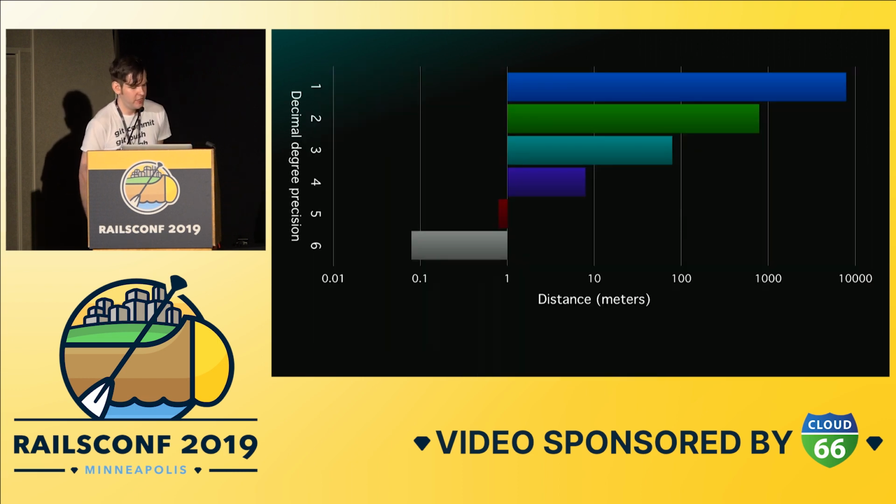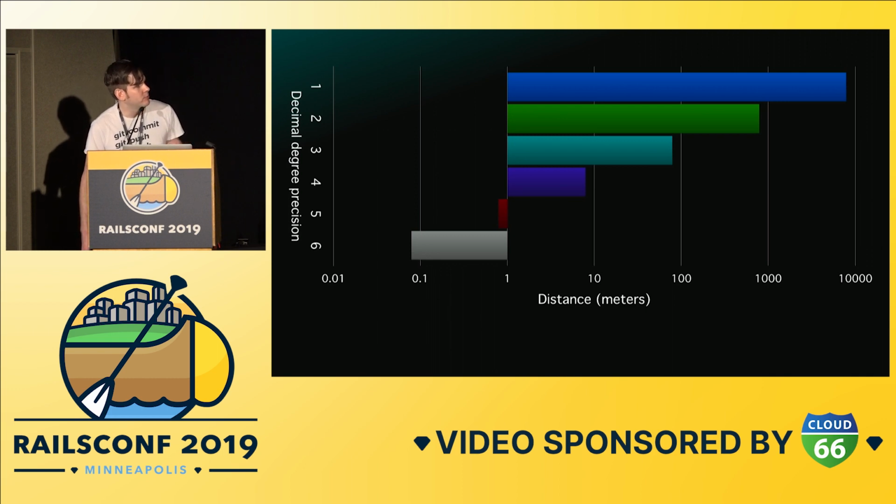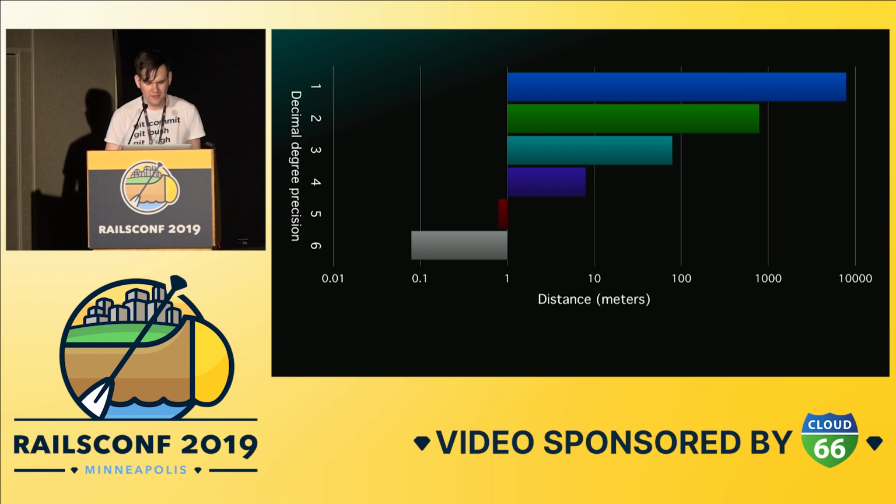So here's a chart that I stole from Wikipedia that I turned into a graph. It's charting the distance that corresponds to each degree of decimal precision. So distance on the x-axis, degrees on the y. So as you can see, below the fifth decimal point, we're at sub-meter precision, probably not that important.